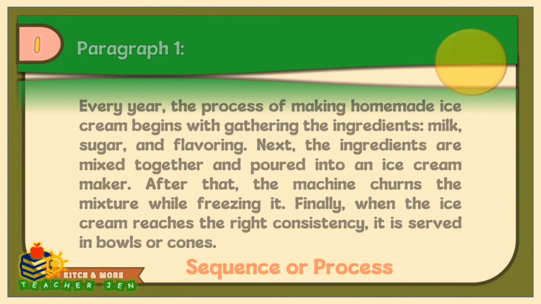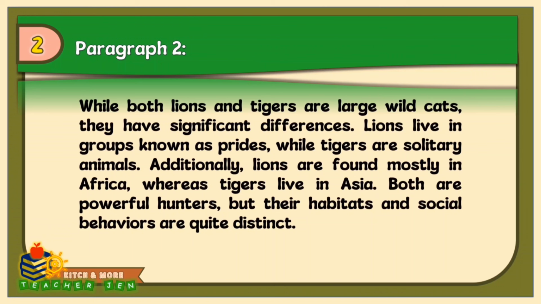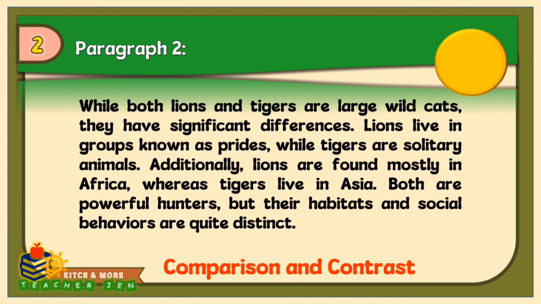Number 2. While both lions and tigers are large wild cats, they have significant differences. Lions live in groups known as prides, while tigers are solitary animals. Additionally, lions are found mostly in Africa, whereas tigers live in Asia. Both are powerful hunters, but their habitats and social behaviors are quite distinct. The correct answer is comparison and contrast.